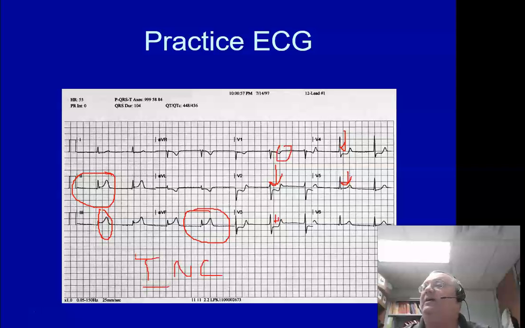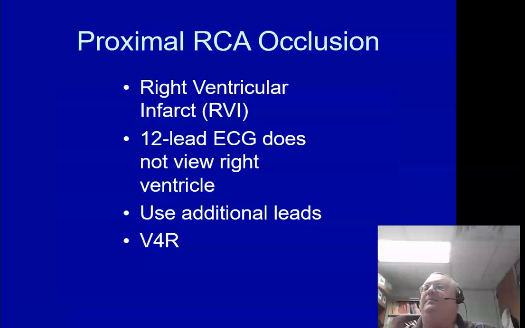So what do I look out for with an inferior wall MI? That's the question. The biggest thing is that we have to check for a right ventricular infarct, and we're going to learn that next lesson. The 12 lead does not usually show it, and that's why we have to do a V4R. I'm not going to go too deep on that because I'm going to talk about it in the next lesson.